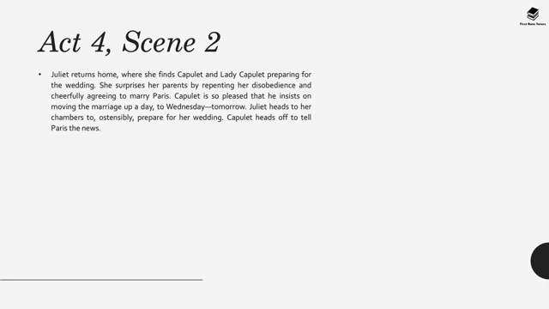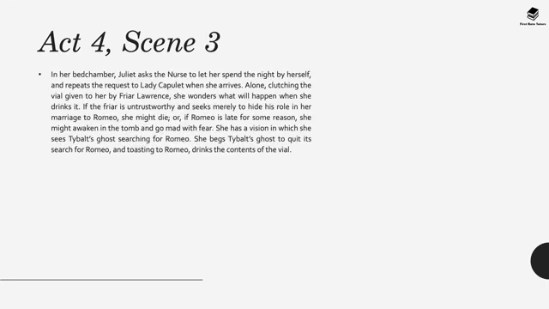Juliet heads to her chambers to ostensibly prepare for her wedding, and Capulet heads off to tell Paris the good news. In Act 4, Scene 3, in her bedchamber, Juliet asks the nurse to let her spend the night by herself. She repeats the request to Lady Capulet when she arrives. Alone, clutching the vial given to her by Friar Laurence, she wonders what will happen when she drinks it.